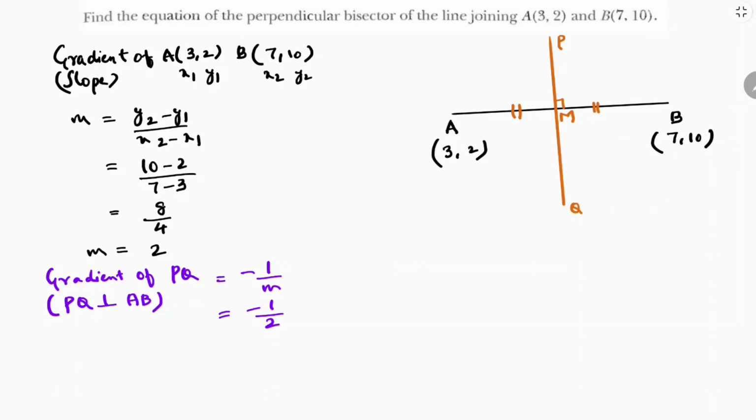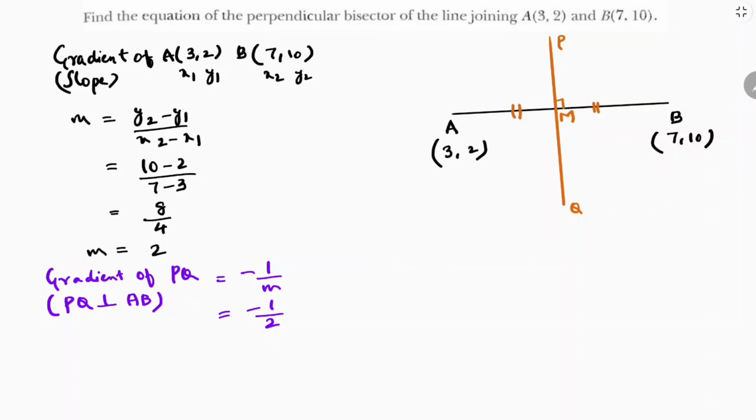Or you can use the condition, if two lines are perpendicular, then the product of their slopes is minus 1. So first slope is 2, so the slope of PQ is minus 1 by 2. You can use this condition either way. If two lines are perpendicular, then the product of the slopes is minus 1. Our perpendicular slope is the negative reciprocal of the other line. Now I got the slope of PQ.